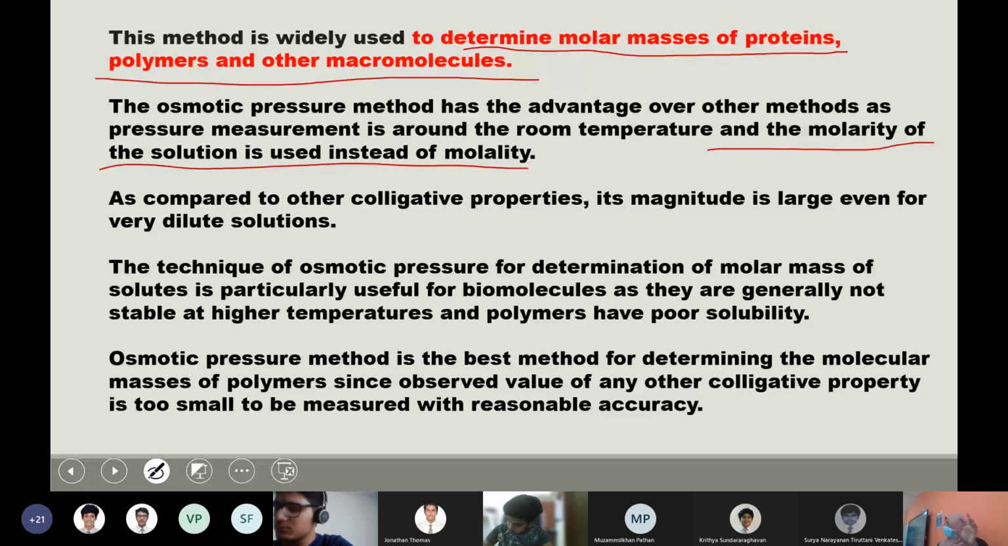But for macromolecules, for the polymers, the advantage is that when you compare the other colligative property, here the magnitude is large enough for very dilute solution. For example, we discussed that when you are adding a little amount of solute to the water, the boiling point of the water increases, and the freezing point of the water decreases.